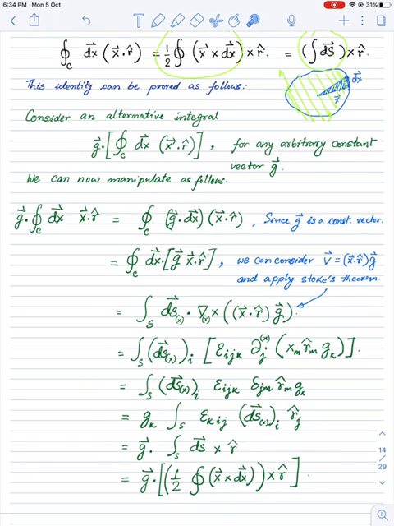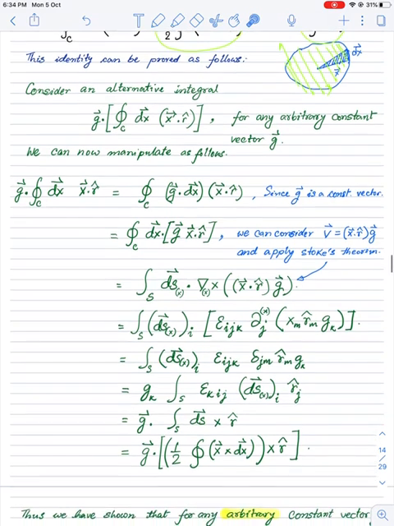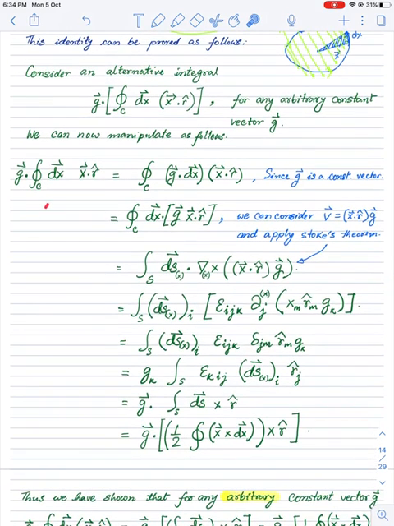Let us say that we have some constant vector g, and multiply the constant vector g on this side of this. So basically this is like a line integral of x dot r hat. This is a vector. So we'll take a constant vector g and dot it on this side. If we dot it on this side, then we'll have an expression like this, where g is an arbitrary but constant vector. That is the thing.